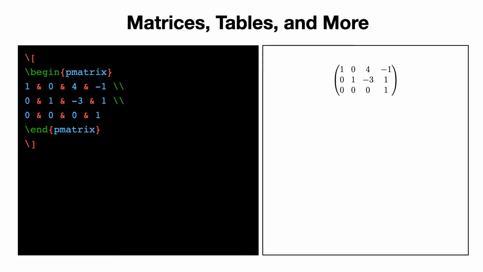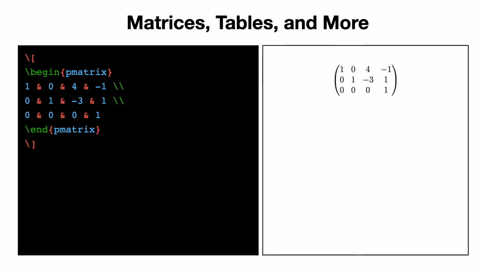In this example, we want to create a matrix with 4 columns and 3 rows. We want parentheses on the outside, and so I'm choosing to use the pmatrix environment. That's the parentheses matrix. Inside the pmatrix environment, we will use the ampersand symbol to tell LaTeX when one cell is finished and when to move on to the next cell.